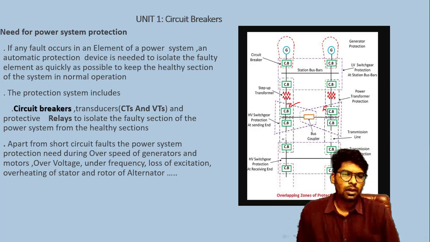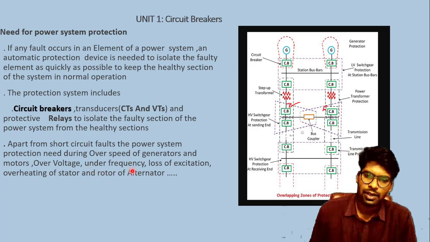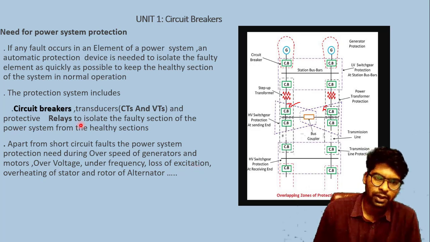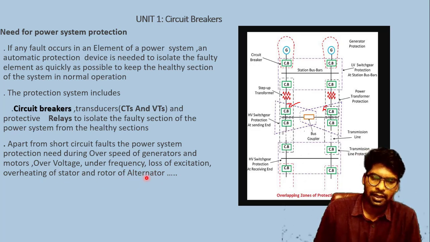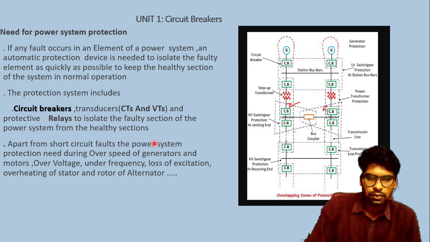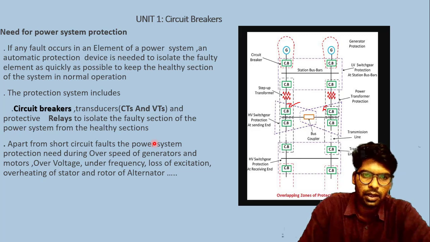Apart from short circuit faults, we have other faults like overspeed of generators and motors, over voltages, under frequency, loss of excitation. In a synchronous motor we have excitation. Loss of excitation means there is a change in speed, and overheating of the stator and rotor of an alternator, etc. So the circuit breaker is a protecting device, we know.